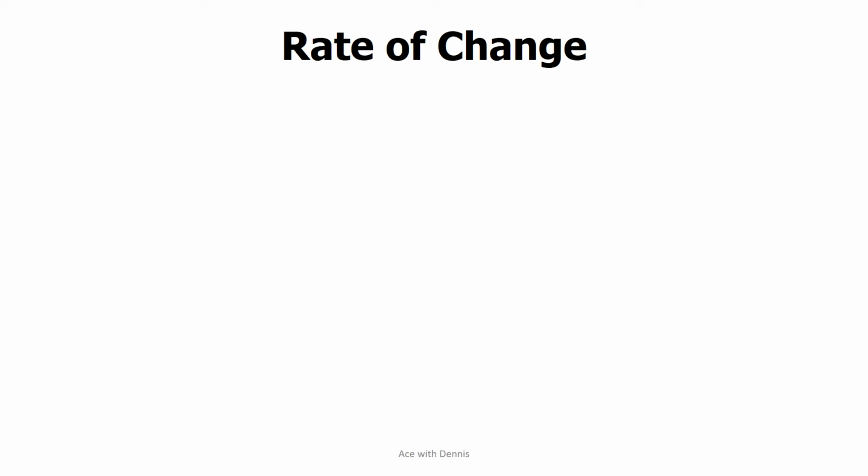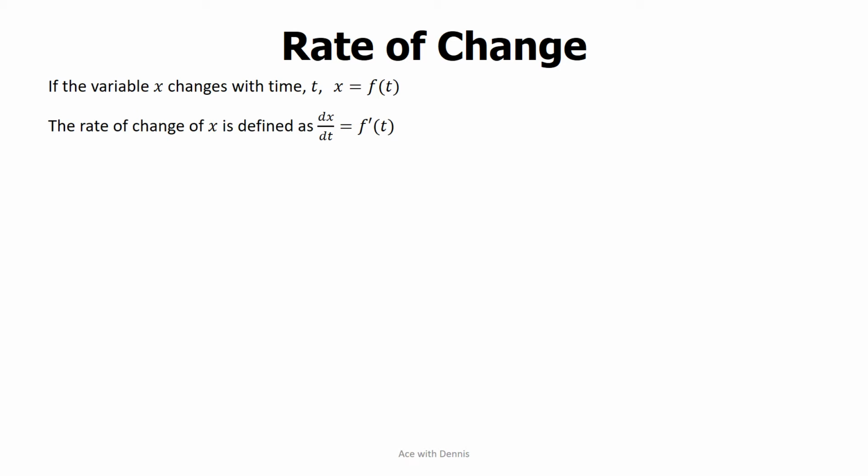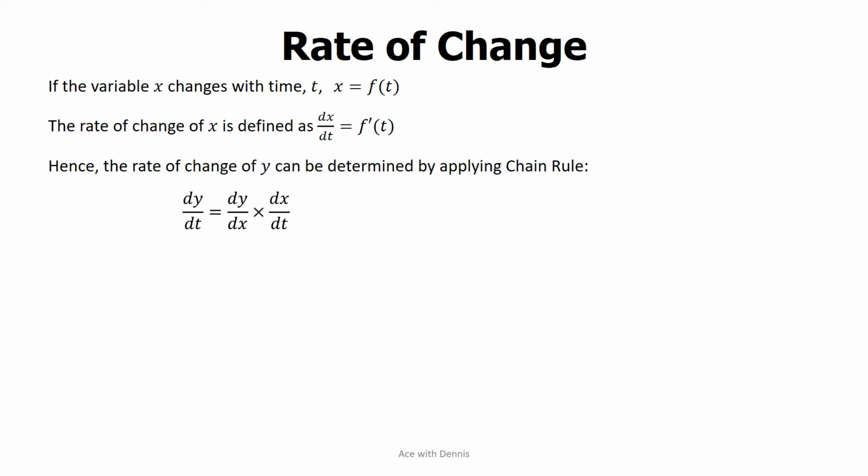Now let's discuss the rate of change. Here are a few concepts that you need to understand. If the variable x changes with time t, then x equals f(t). The rate of change of x is defined as dx over dt, which equals f prime of t. Hence, the rate of change of y can be determined by applying the chain rule, which is dy over dt equals dy over dx times dx over dt. I hope you still remember the chain rule that we have discussed in the previous lesson.